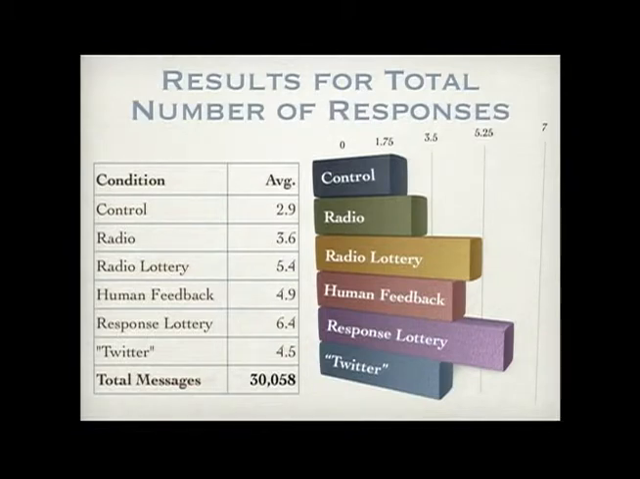Here again, response lottery has the biggest effect. And again, radio lottery second. The ordinal is still the same, but you can see the cardinal values are a little different. We got about 30,000 messages during the treatment period. What did we learn?